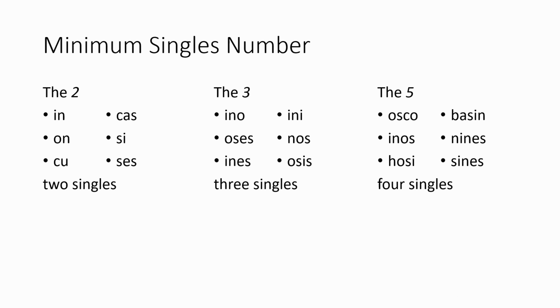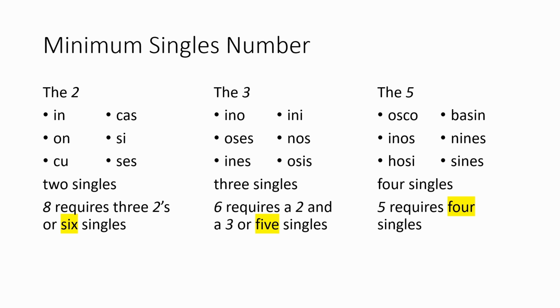If we take a look at the minimum number of singles that we need to form each of these patterns, we can see that the 2 requires 2 singles, the 3 requires 3 singles, the 5 requires 4 singles. These trees combine to make the 8, the 6, and the 5. And so we can figure out how many singles total we need for each. The 8 ends up requiring 6 singles, the 6 requires 5, 5 requires 4, which we already talked about. Again, the shorter our word is, the more likely we are to spell it. So this seems to support the 5 because it requires the fewest number of singles.